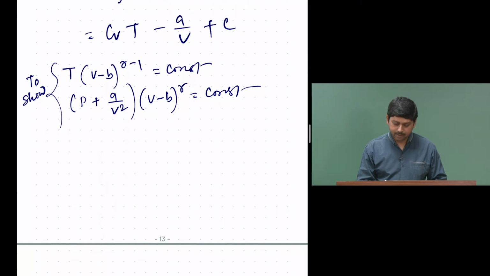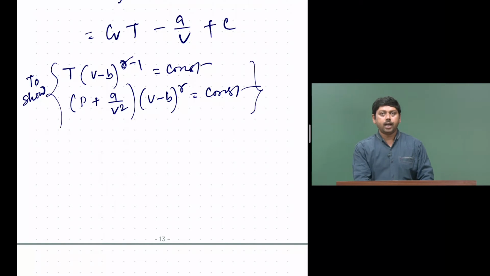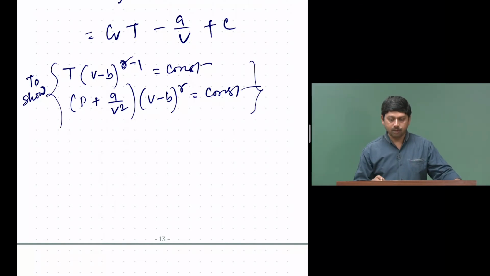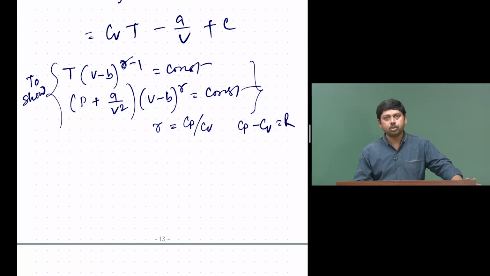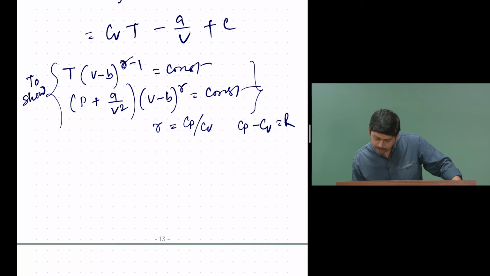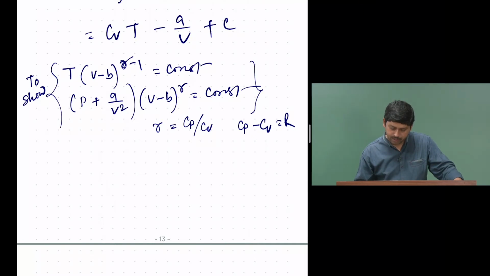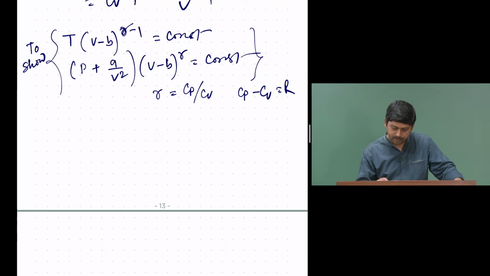So, now we have to show that this quantity holds, and since we are talking about gamma, Cp by Cv, this can only be done if we assume that Cp minus Cv is equal to R, which is only true for ideal gas. But we have to assume that for van der Waals gas also, taking into account that it is a very dilute gas. So, if you do that, then again we can write the expression of dS as 1 by T dU plus P by T dV.